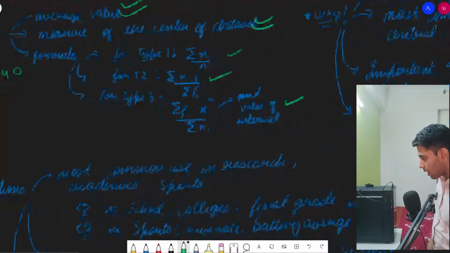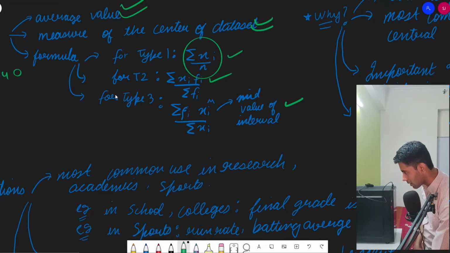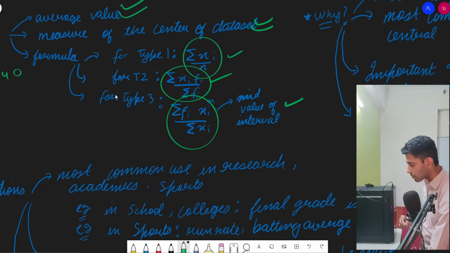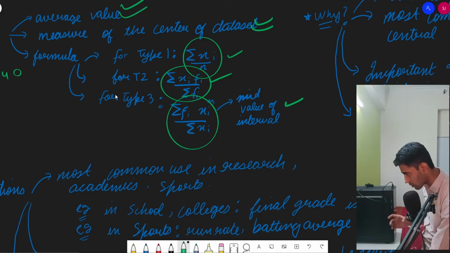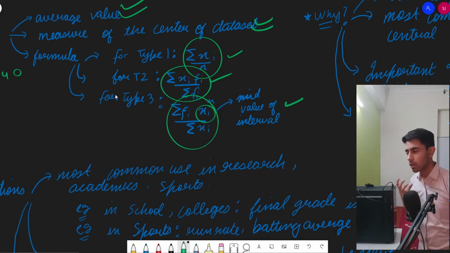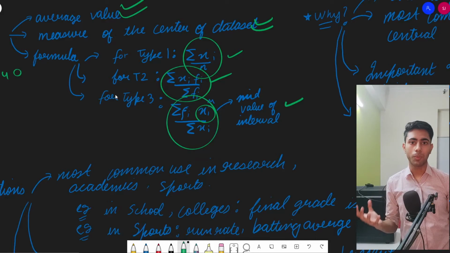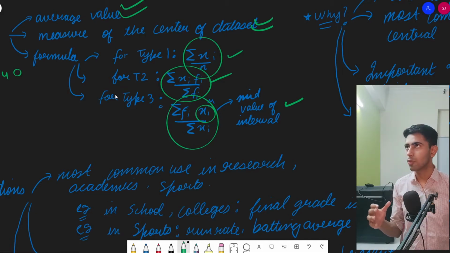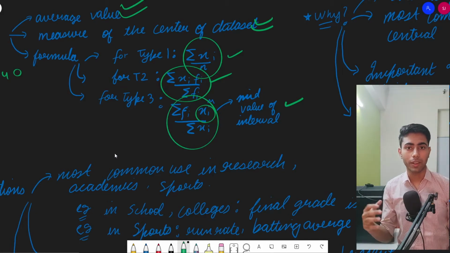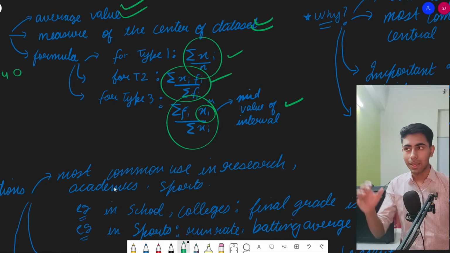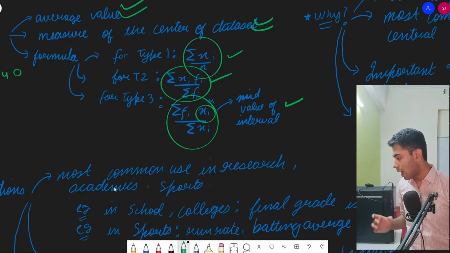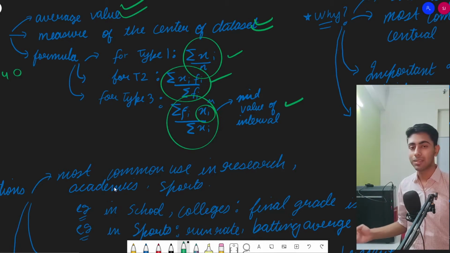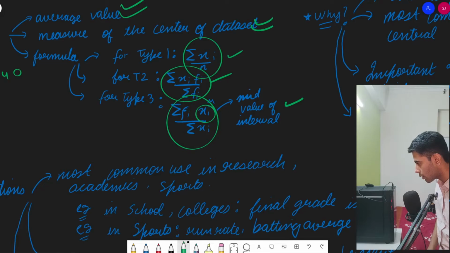So whenever I have type 1, this is going to be my formula. If I have type 2, this is going to be my formula, and when I have type 3, this is going to be my formula. The type 2 and type 3 formulas are exactly similar, the only change is that here x represents the mid value of the interval. If you are getting scared about what these formulas represent, don't worry. The next video is completely dedicated to calculating mean and we will be solving different kinds of problems where I will be handling each and every type. After that, these symbols will be a piece of cake for you. So these are the different formulas of my mean.